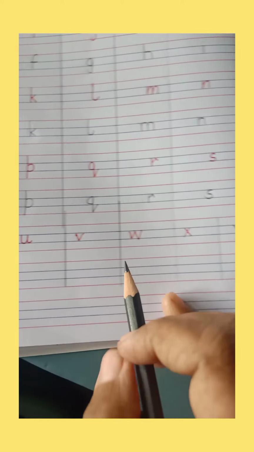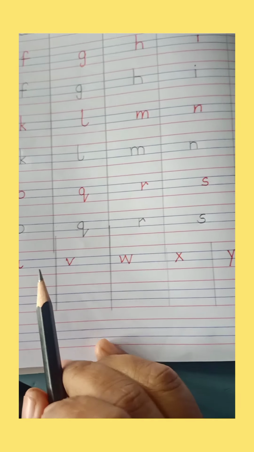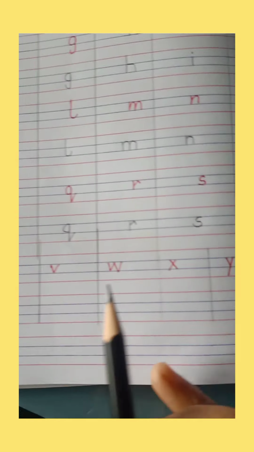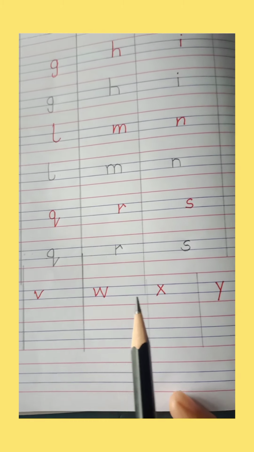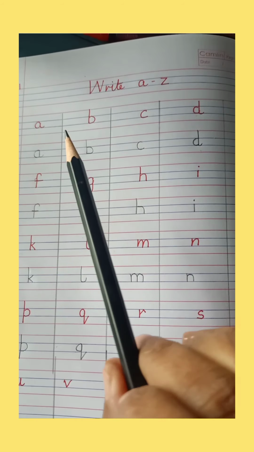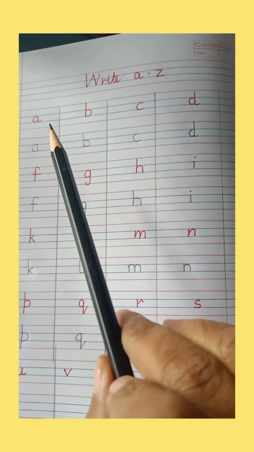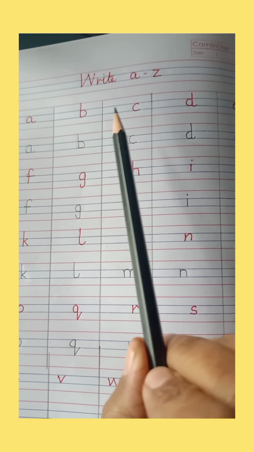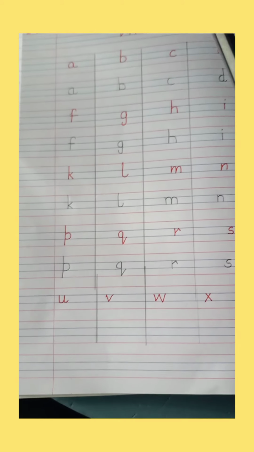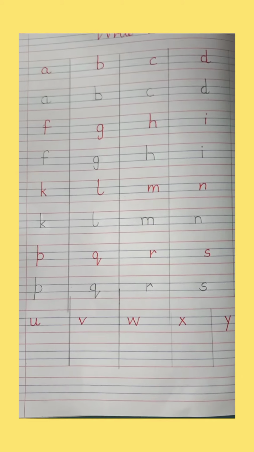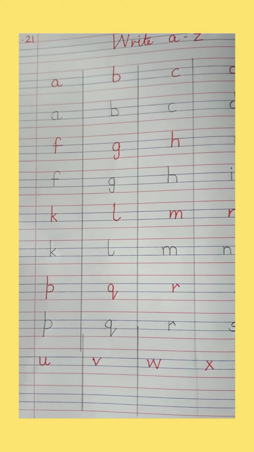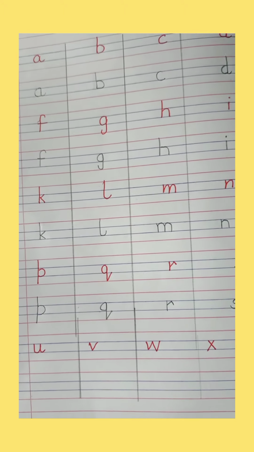And children, see very carefully. In ma'am's last line, how many letters are there? 6 letters. 1, 2, 3, 4, 5, 6. But on the above lines, ma'am ने आपको बताया कितने letters ma'am ने लिखे हैं one line में? 5 letters. See, 1, 2, 3, 4, 5. Same pattern you have to follow. Okay, remember, same pattern, same formations you have to follow to write.